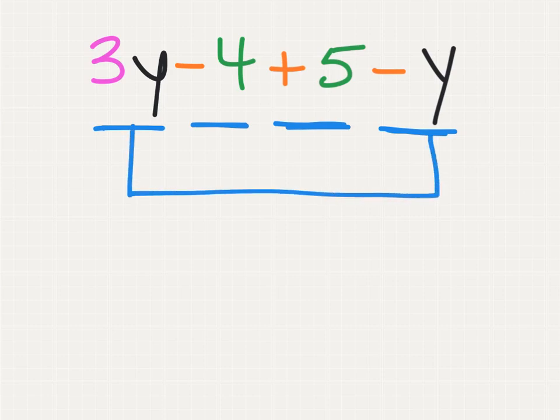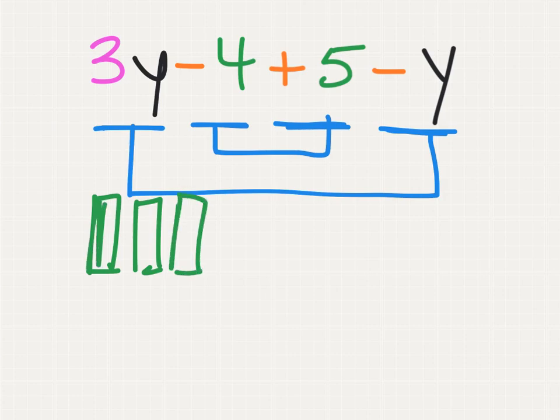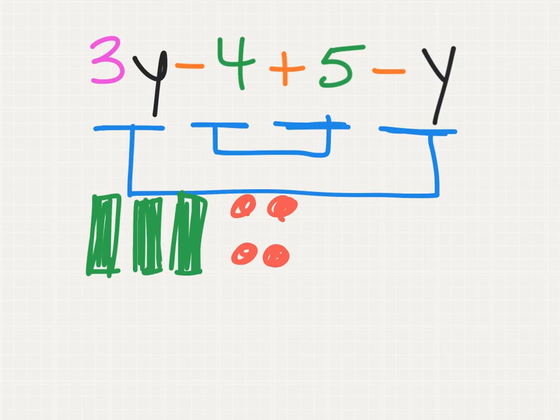3y and negative y are like terms. They both share the same variable of y. Negative 4 and positive 5 are both like terms as well. They are constants. I can model this expression. 3y is modeled by 3 green rectangles, each one representing a positive variable of y. Negative 4 is modeled with 4 red counters. And positive 5 is modeled with 5 yellow counters. While negative y is modeled with 1 red rectangle to represent the negative variable of negative y.